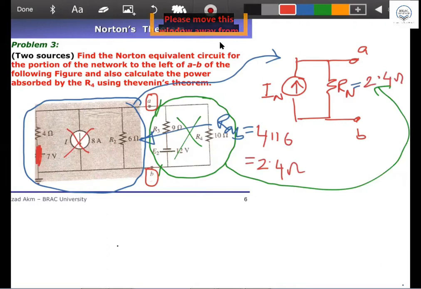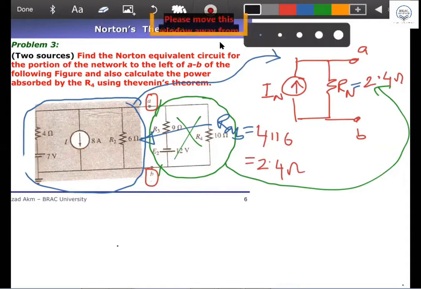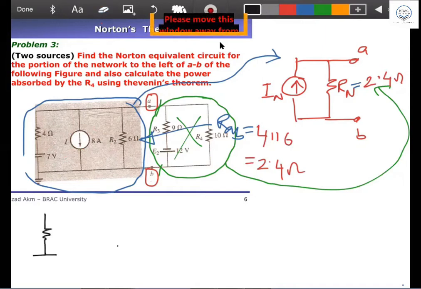Now, what is the next job? The next job is to short circuit and find the short circuit current. The AB terminal should be shorted and you have to find the short circuit current. And in that case, these sources should be active, not deactivated. So I'm going to draw it again, then it will be easy. And in the exam, you have to draw, remember.